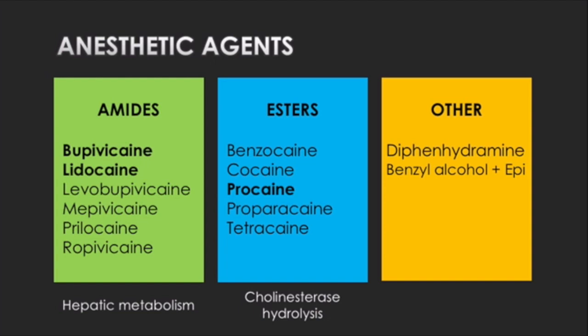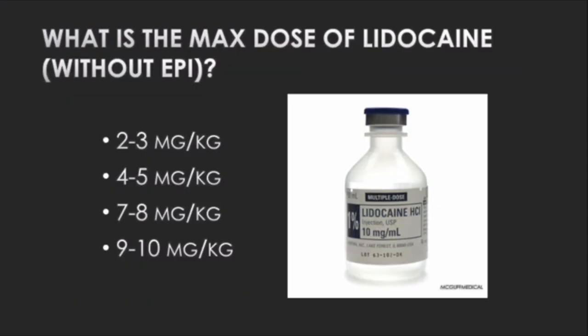And then you have esters such as procaine, which was used back in the day, which are hydrolyzed by cholinesterase. For those people with true allergies to amides and esters, although most people are really allergic to the preservatives in the solutions, you can use diphenhydramine or benzyl alcohol for local infiltration. However, these agents are not well studied for regional nerve blocks and they're not recommended.